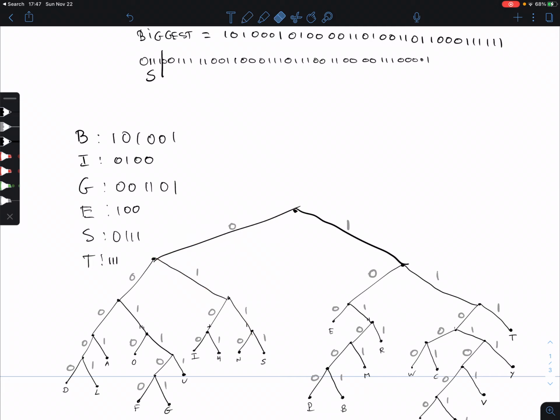Okay, so 0, 0, 1, 1, 1, 1, and so on. So, okay, 0, 0, and now a lot of ones. 1, 1, 1. There's no more 1, so it stops there. So it actually stops here. And that was a U. Good.